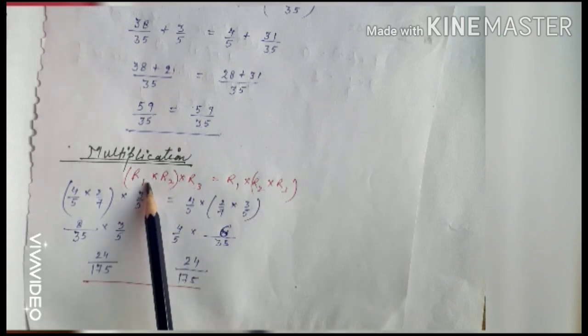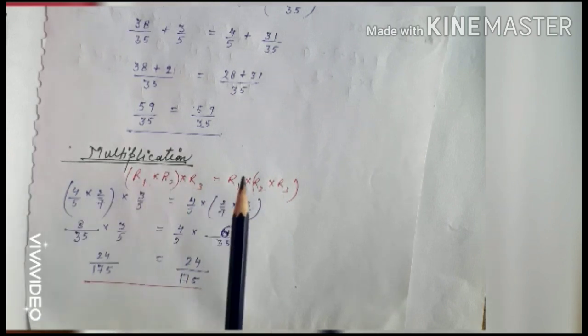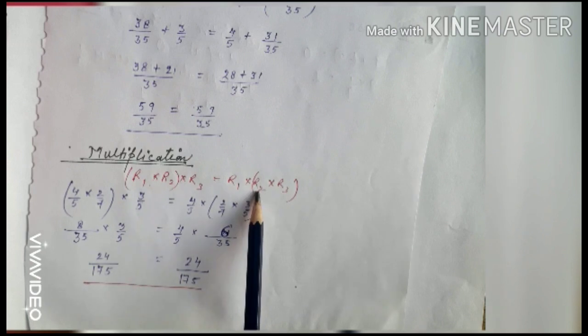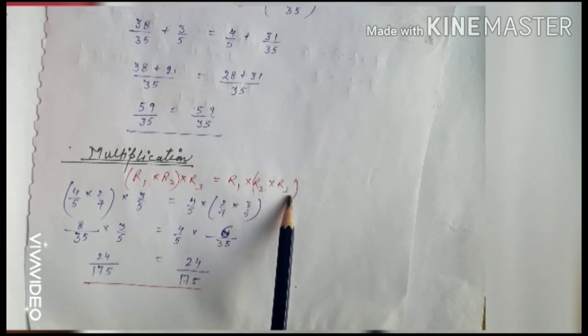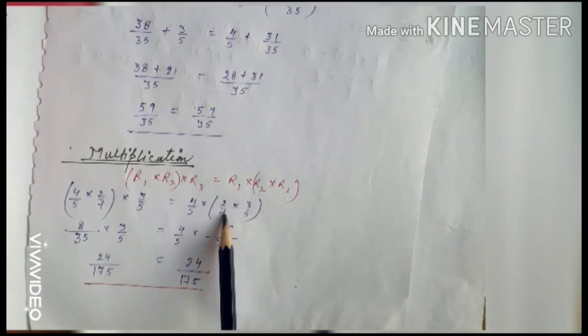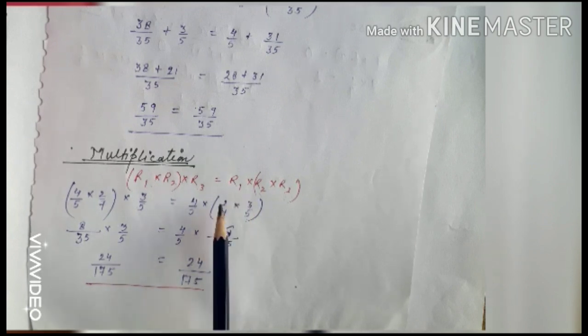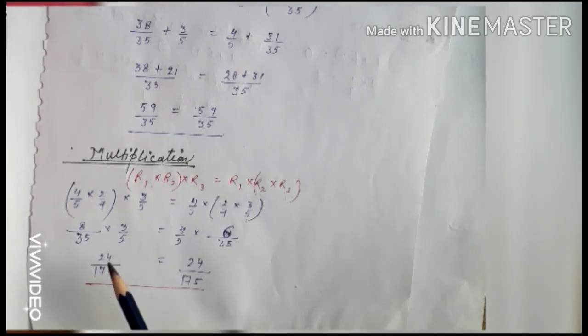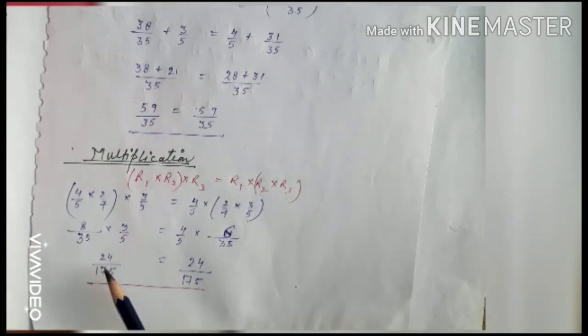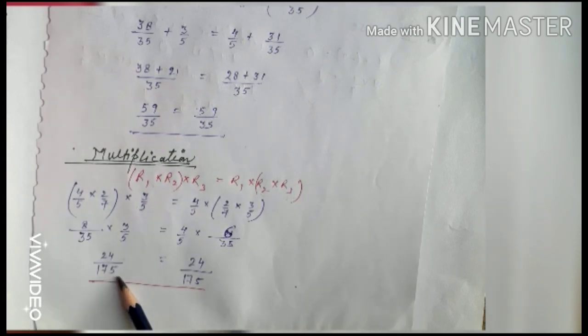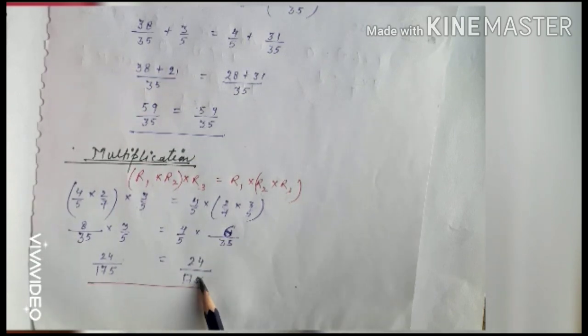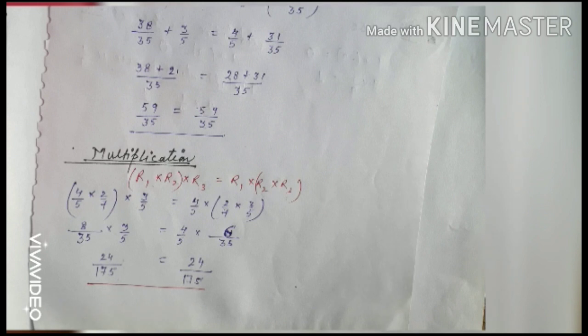Here on the left we grouped R1 and R2, and here we have taken the group of the second and third rational numbers. Then we get 2 upon 7 multiplied by 3 upon 5. In the numerator it is 6, and in the denominator 7 times 5 is 35. So on the left hand side you are getting 24 upon 175, and here also 24 upon 175. Both have the same answer.